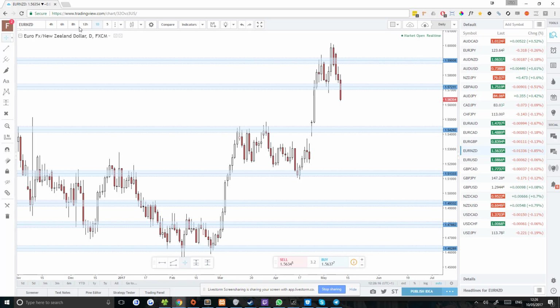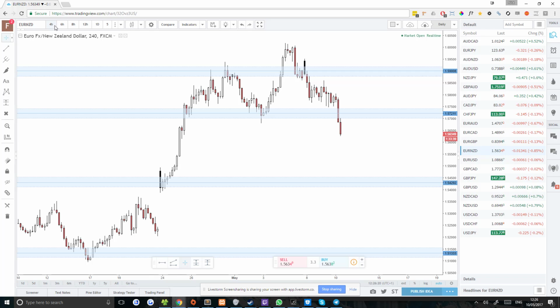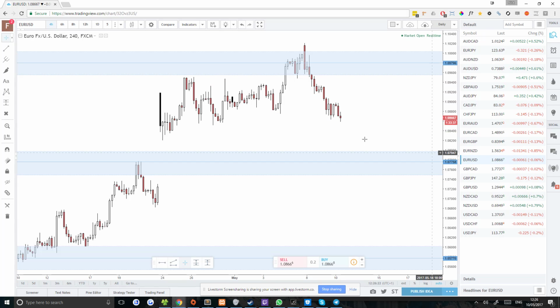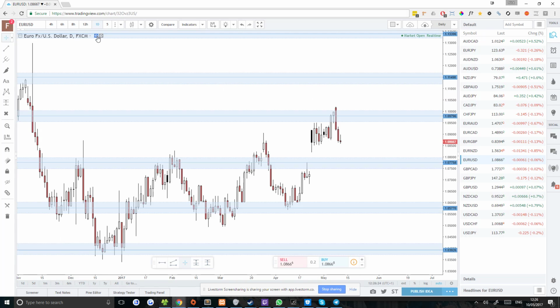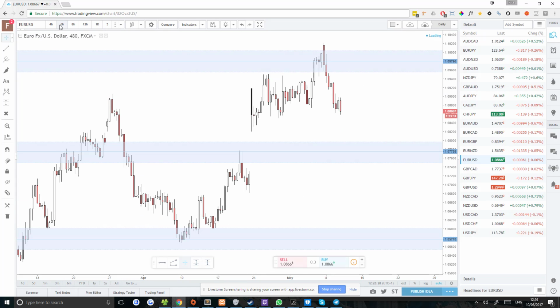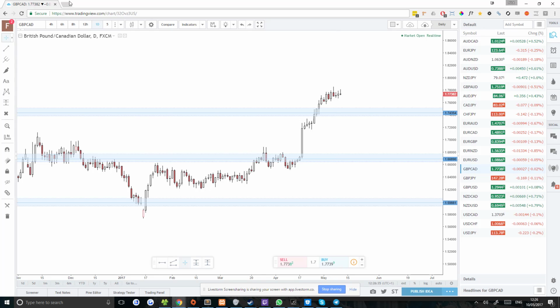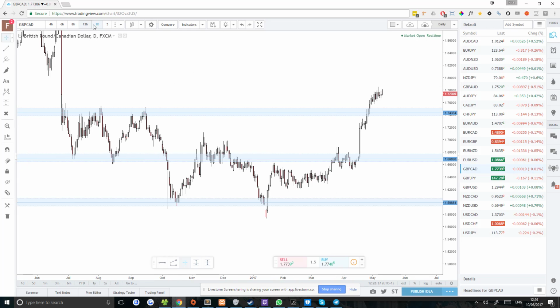Euro New Zealand, what's Euro New Zealand doing? It is just trending down a little bit. Nothing terribly exciting. Euro USD bounced from that resistance area finally, but again, nothing terribly exciting. GBP CAD broken above resistance.